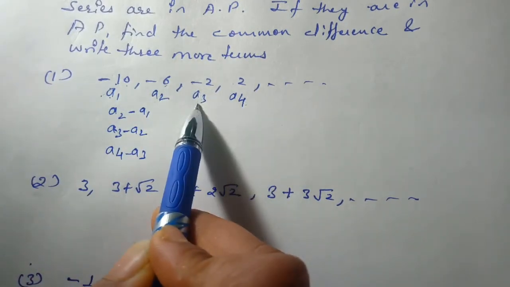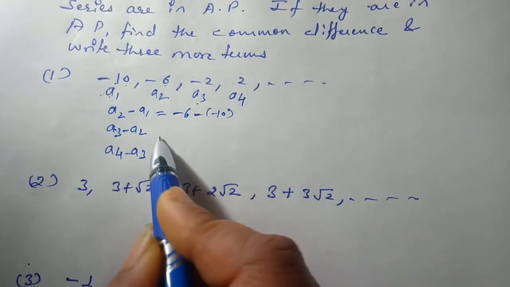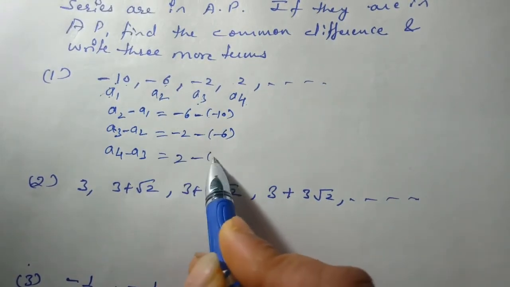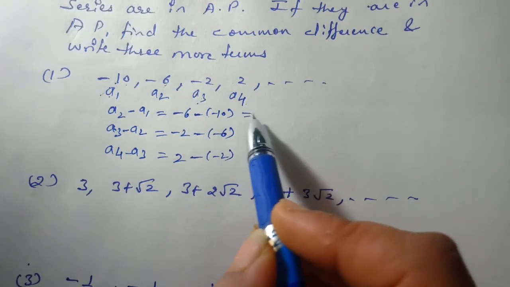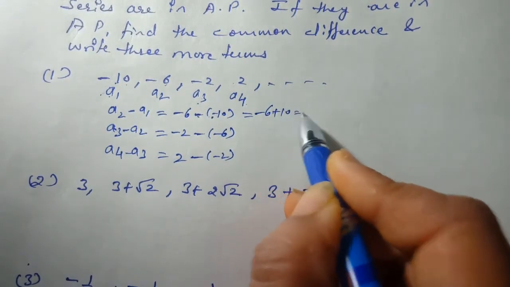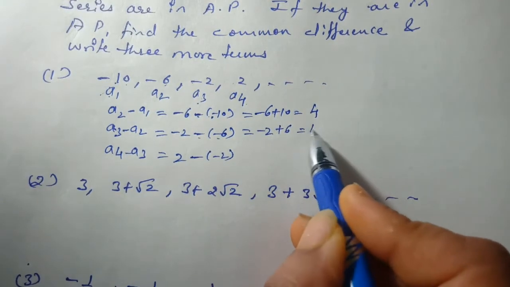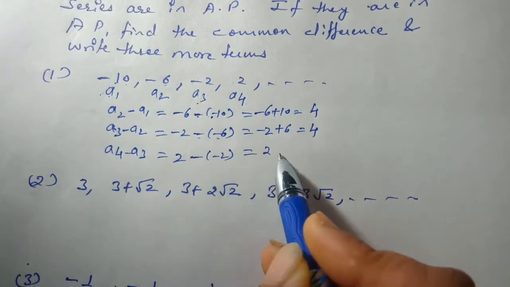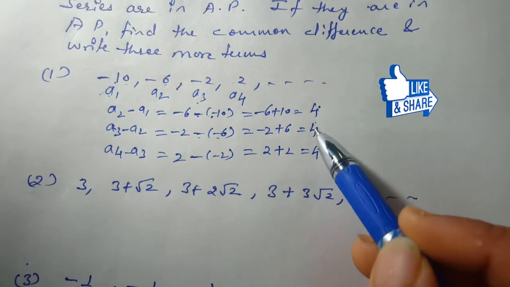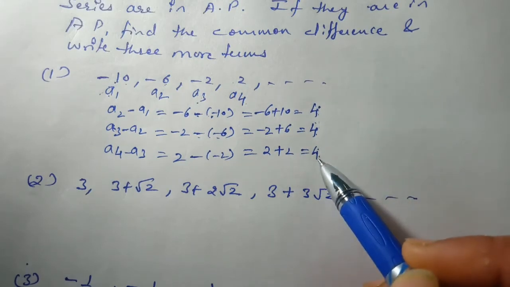A2 minus A1, A3 minus A2, and A4 minus A3. So for A2 we have minus 6 minus 10, minus 2 minus 6, 2 minus 2. If their differences are the same, then they will form AP. So minus 6 plus 10 will give 4. Minus 2 plus 6 also gives plus 4. 2 plus 2 equals 4. So in all the differences we are observing the same value, that is 4. It means they have the common difference 4.